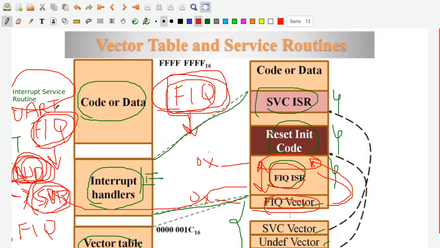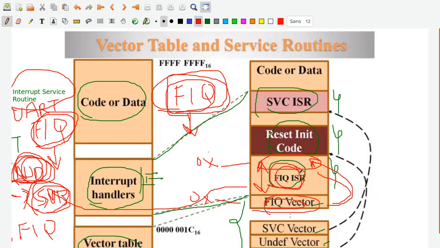The UART might have sent some data, and I have to take that data, store it in the registers, and then something has to be done. Whatever action you want to do for the corresponding FIQ, that is what you do to service that interrupt. Whenever an interrupt has been raised, the actions you have to take are in the interrupt service routine. That is what we call interrupt service.